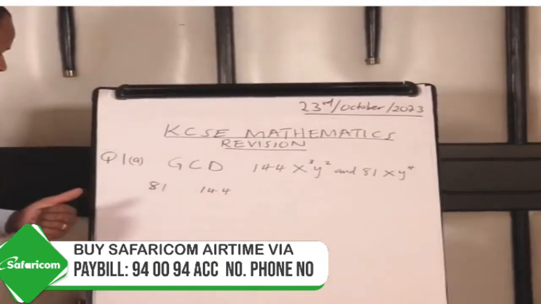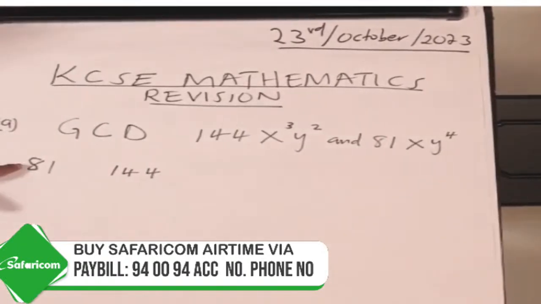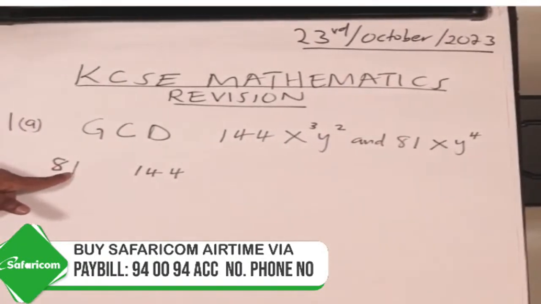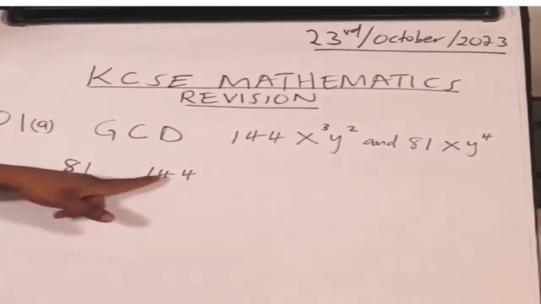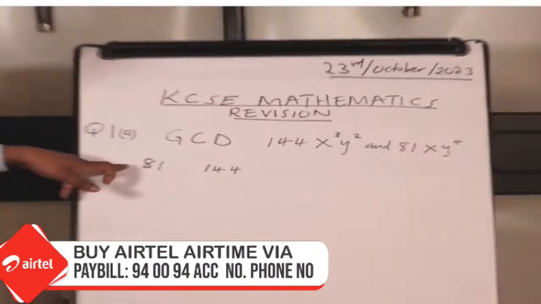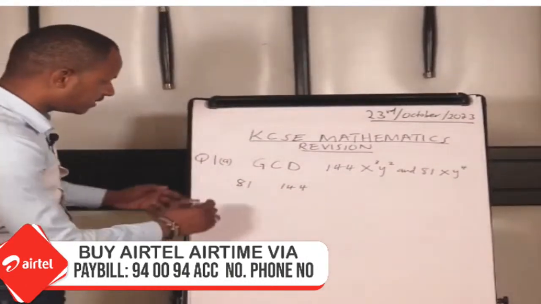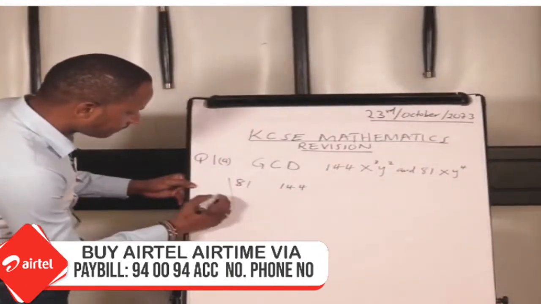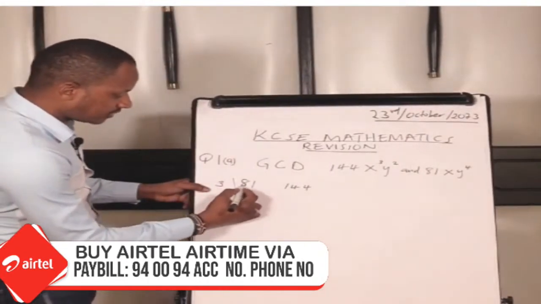So the least number, let's try taking 2. If we take 2, 2 can go into 81, yes, but there will be a remainder. But 2 can go into 144 without a remainder. Because there's a remainder here, we go to the next number, which is 3. 3 can go into both 81 and 144 without a remainder. So we have 3, and 3 can go into 81.